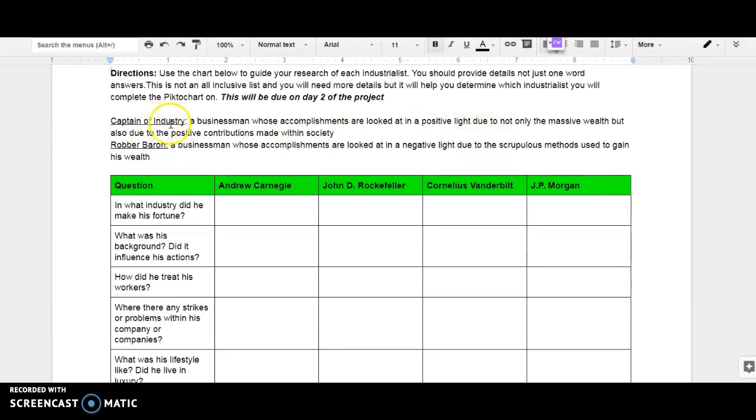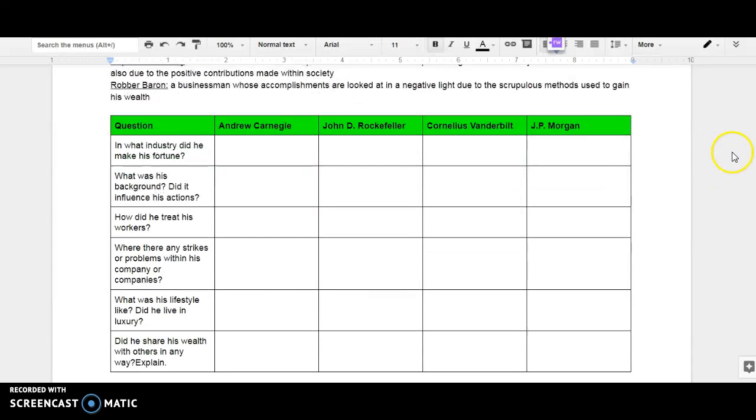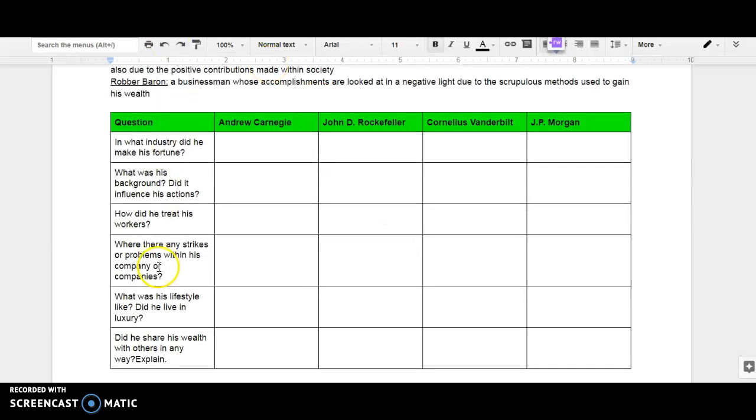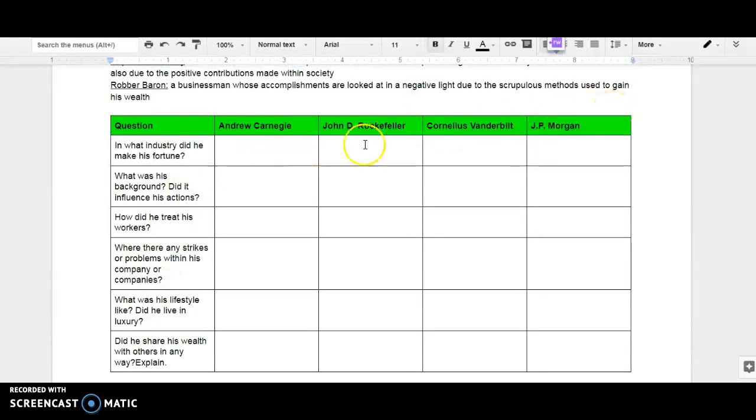So again, you're exploring if they are a captain of industry or a robber baron. Captain of industry is a businessman whose accomplishments are looked at in a positive light due to not only the massive wealth, but the positive contribution made within society. And a robber baron is a businessman whose accomplishments are looked at in a negative light due to the unscrupulous methods used to gain his wealth. So again, is he sneaky? Is he treating his workers poorly? Those kinds of things. So you're going to answer these different questions about all 4 of these men.